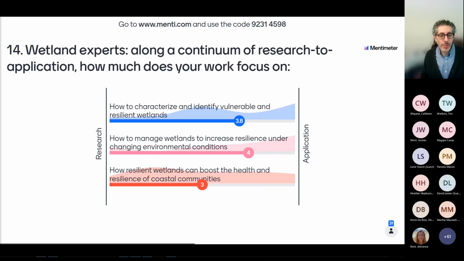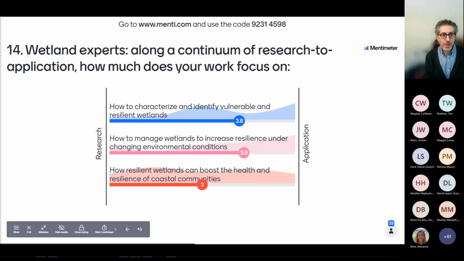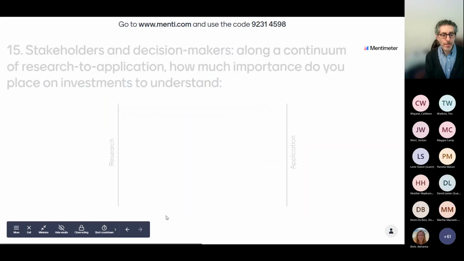Yeah, it looks like it's pretty much staying in that area as people are continuing. So it looks like a little bit less on how resilient wetlands can boost the health and resilience of coastal communities, but still a fair number of people do work on that. Adriana, do you think we should perhaps move over to the next slide?